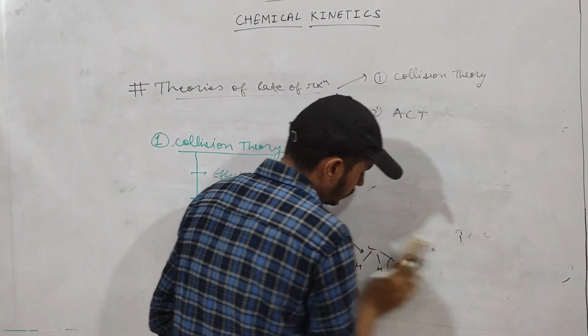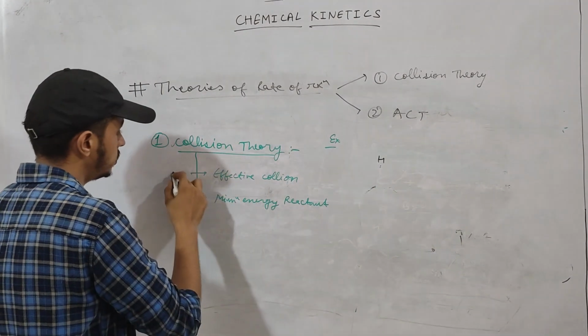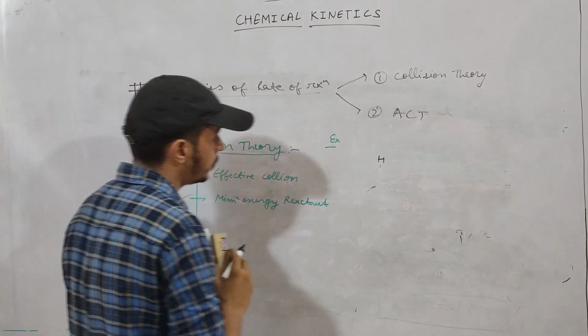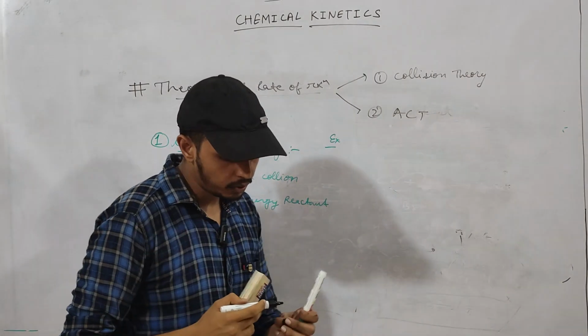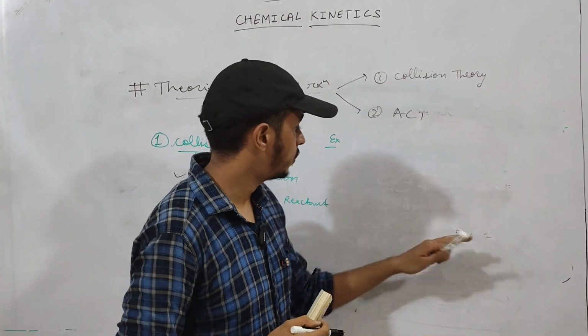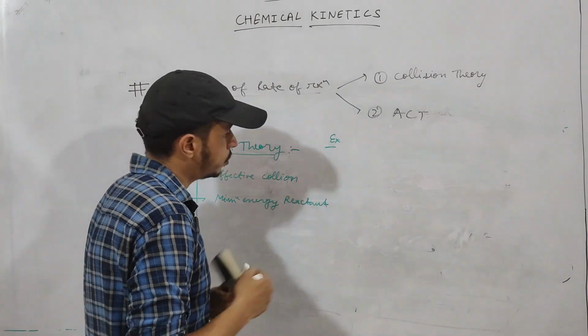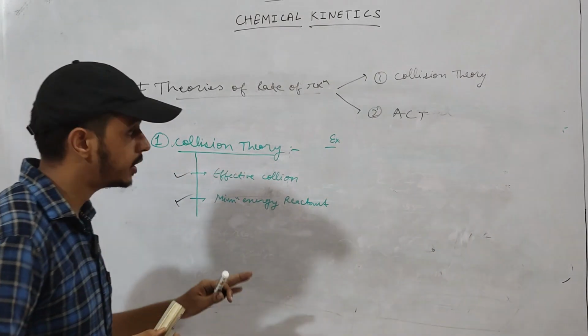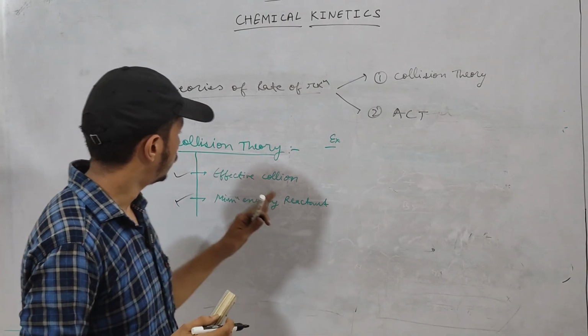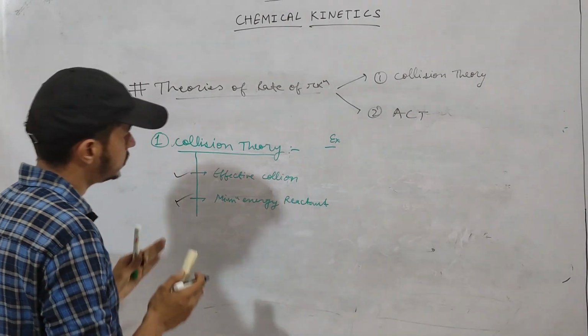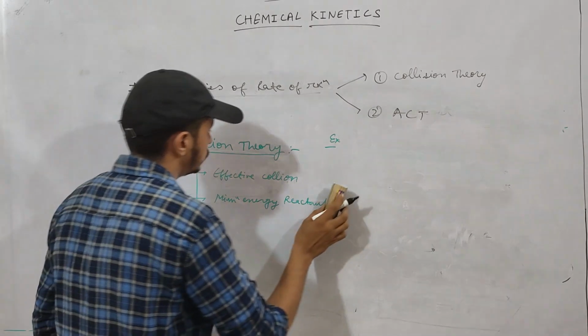And next is minimum amount of energy. Effective collision, and second is minimum amount of energy. So a reactant molecule must have minimum energy so that it can convert into product. So this is collision theory, and these are the two factors. You can write it also.